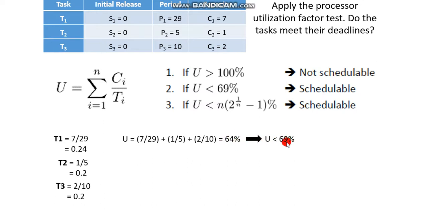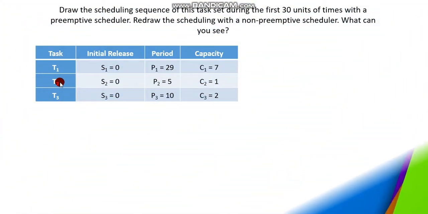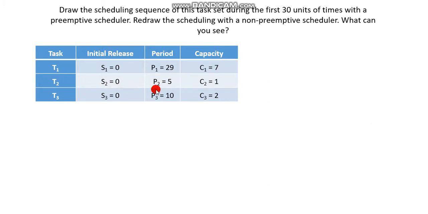And it is less than 69%. That means this task is schedulable. In this case, T2 has the smallest period of time. That means T2 has the highest priority. The next will be T3, because for T3 the period of time is 10. And the last one is T1, because the period of time is 29.